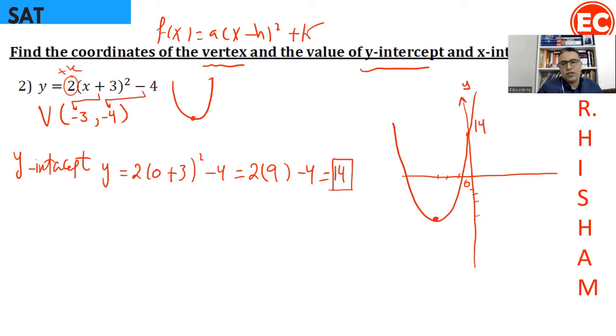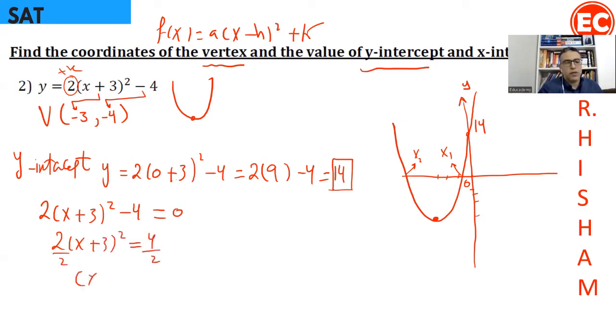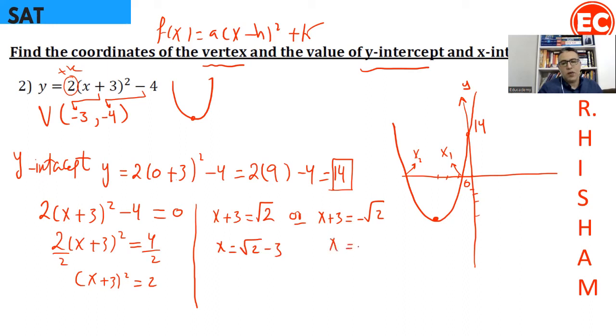This parabola will intersect the x-axis at the point x1 and at the point x2. I can figure out the values of x1 and x2 by making this equation, 2(x plus 3) squared minus 4, equal to 0. So 2(x plus 3) squared is equal to 4, divided both sides by 2. So (x plus 3) squared is equal to 2. So x plus 3 is equal to positive root 2, or x plus 3 is equal to negative root 2. So x is equal to root 2 minus 3, or x is equal to negative root 2 minus 3. Notice that.